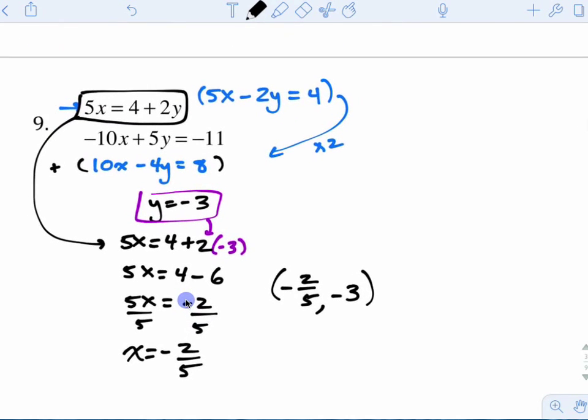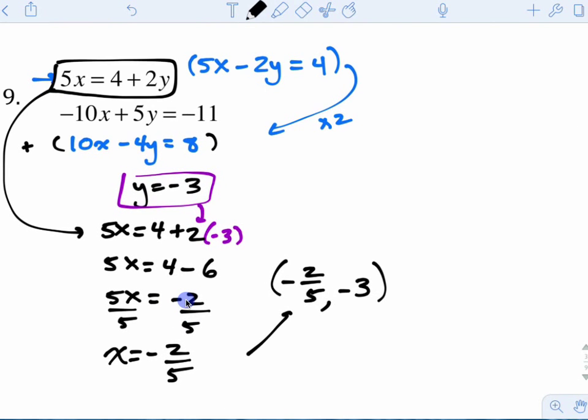Now what we really want to do is, oh god, I'm a little worried about this negative 2/5. Let's make sure that it actually works. So let's substitute in these values for their respective variables. So if x was negative 2/5 and y were negative 3, 5 times negative 2/5 is negative 2. 4 plus 2 times negative 3 is negative 6. 4 plus negative 6 is also negative 2.